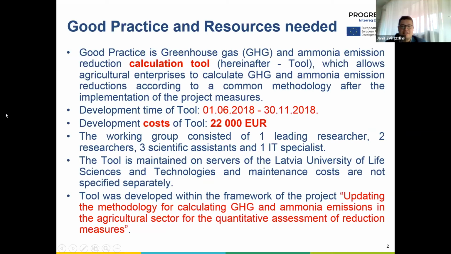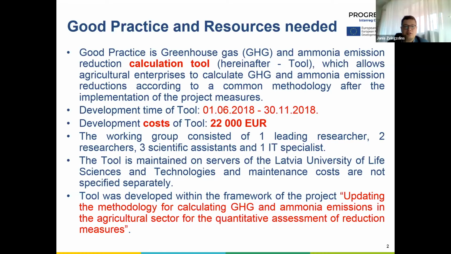So the good practice in a nutshell and the resources needed. So good practice is the greenhouse gas and the ammonia emission reduction calculation tool, which allows the agricultural enterprises to calculate the greenhouse gas and ammonia emission reductions according to a common methodology after the implementation of the project measures. The tool was developed in 2018, and the total costs of development were 22,000 euros.